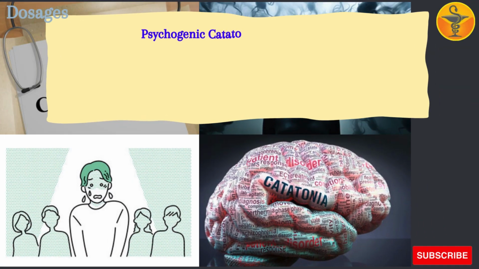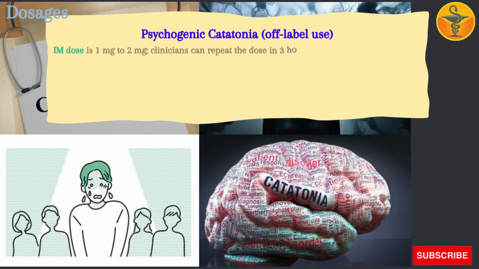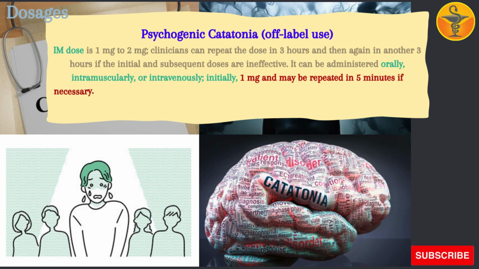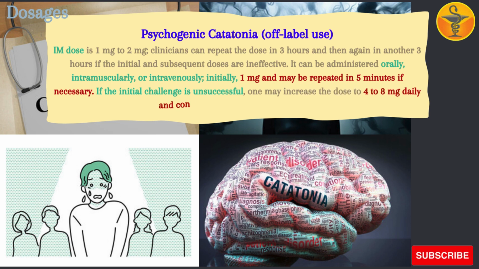Psychogenic catatonia, off-label use. IM dose is 1 mg to 2 mg. Clinicians can repeat the dose in 3 hours and then again in another 3 hours if the initial and subsequent doses are ineffective. It can be administered orally, intramuscularly, or intravenously. Initially, 1 mg and may be repeated in 5 minutes if necessary. If the initial challenge is unsuccessful, one may increase the dose to 4 to 8 mg daily and continue treatment for up to 5 days.